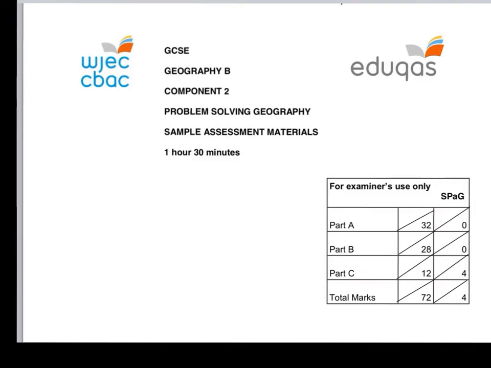This is going to take you through what the problem solving paper, or paper 2, looks like. As you'll see, just have a quick look, it's an hour and a half long and it's made up of 3 parts. The first part is 32 marks, the second part is 28 and the final part is worth 12, and 4 marks for SPAG. So actually, as you go through the parts, the number of marks becomes less, but the questions get longer. So it's worth just bearing that in mind.